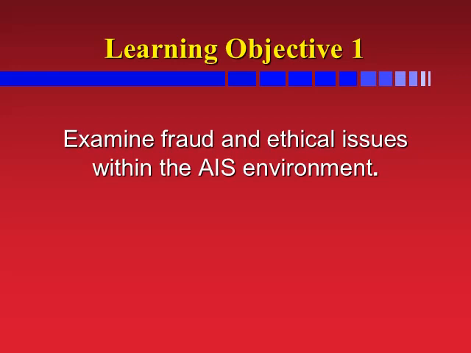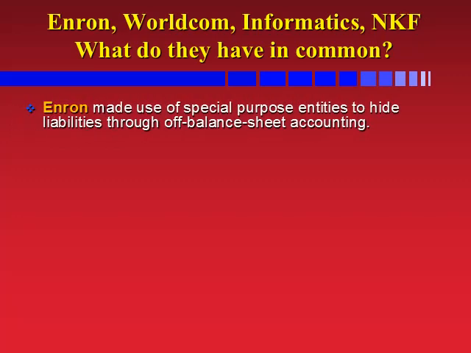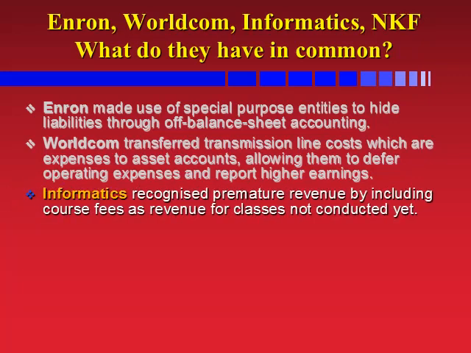Companies like Enron, WorldCom, Informatics, and the National Kidney Foundation, or NKF. What do you think they have in common? Let's see. Enron actually made use of special purpose entities to hide liabilities through off-balance sheet accounting. WorldCom transferred transmission line costs, which are their expenses, to asset accounts, allowing them to defer operating expenses and report higher earnings. Informatics, which is closer to home, recognized premature revenues by including their course fees as revenues for classes that were not yet conducted.